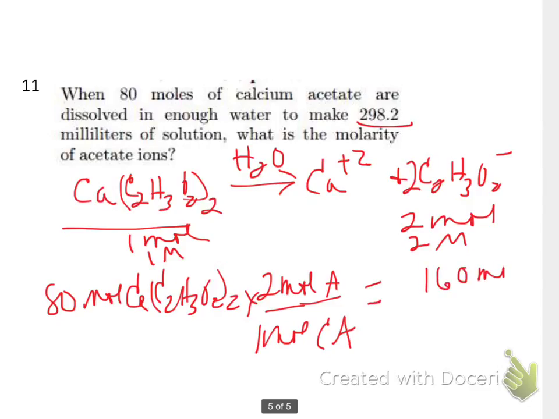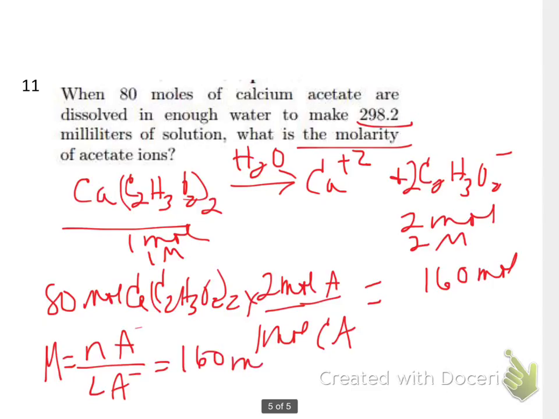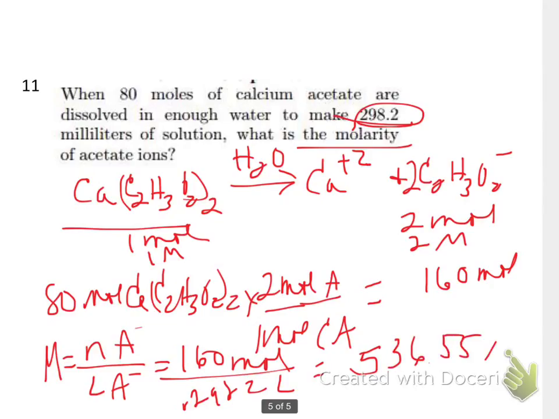Okay, so I end up with 160 moles, and then in order to find the molarity of the acetate ions, it's going to be the moles of the acetate ions over the liters. So the moles are 160 over my liters. 298.2 milliliters is 0.2982 liters. And that's going to give me a molarity of 536.55 molar.